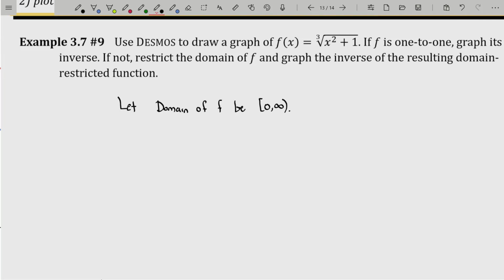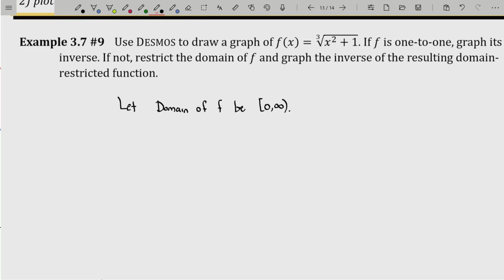Again, we could have chosen the domain to be negative infinity to 0, actually. That would have worked as well. But I personally like to have positive x values in my domain. So that's a personal choice. You're not forced in this problem to choose any specific domain.